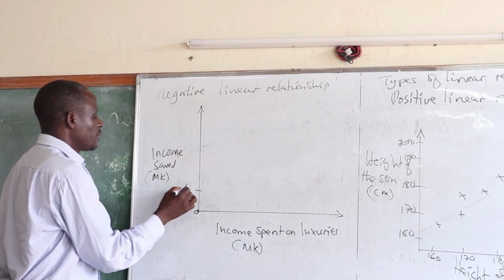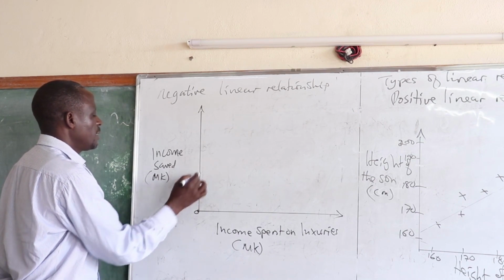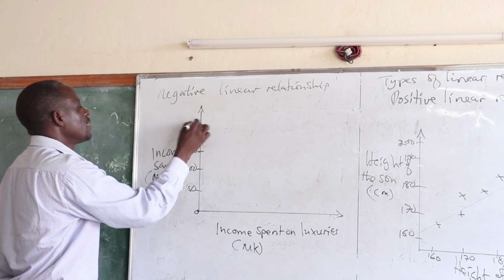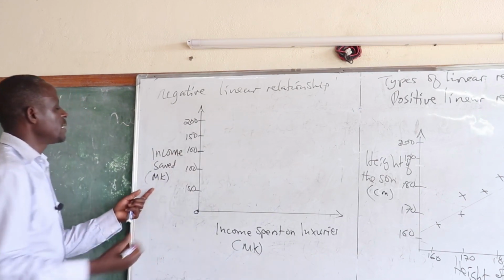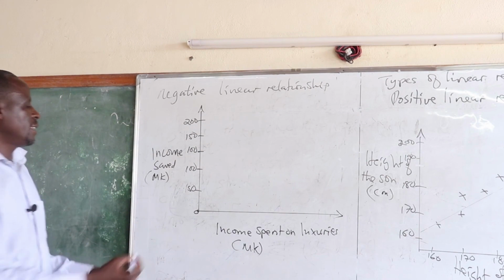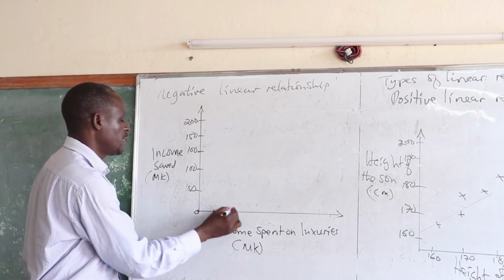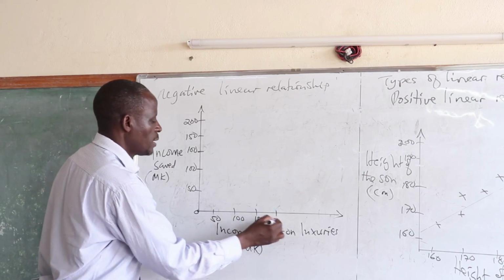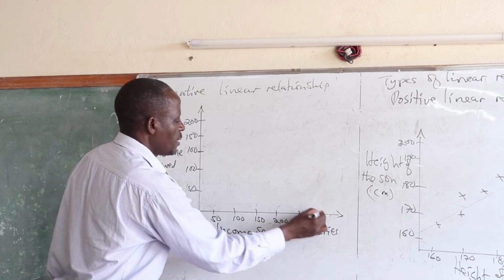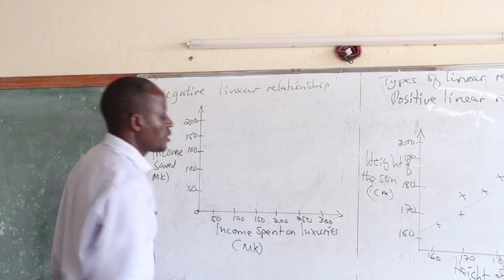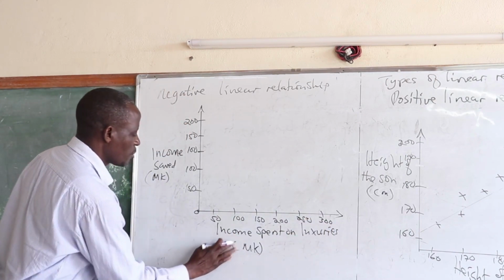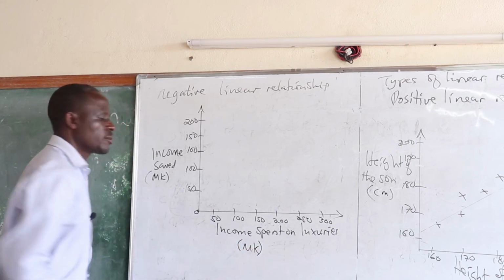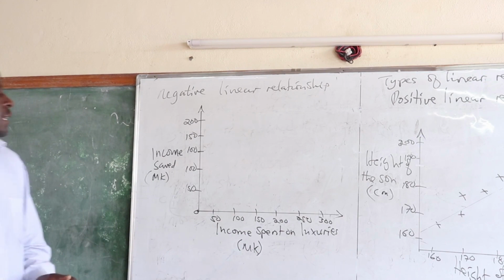So you could put 50, 100, 150, and then 200. You could be talking about thousands of kwachas. And then here you can as well talk about 50, 100, 150, 200, 250, and then 300. So these are also in thousands of kwachas.